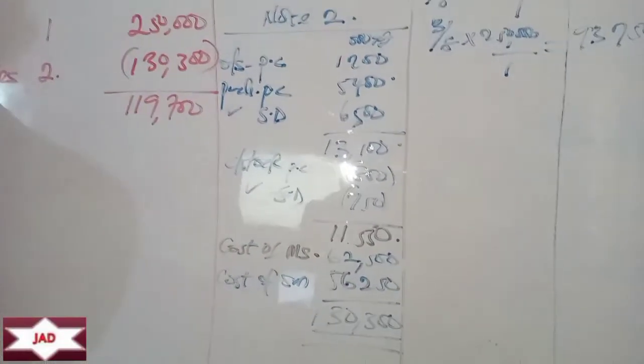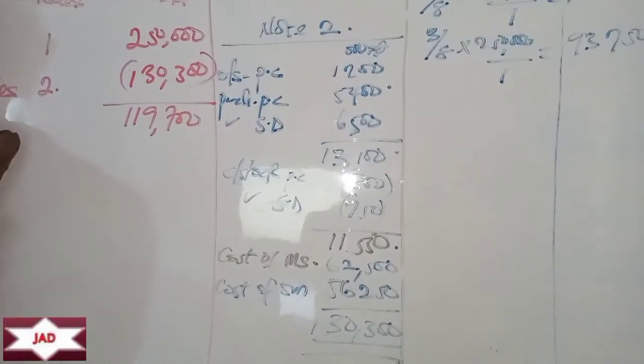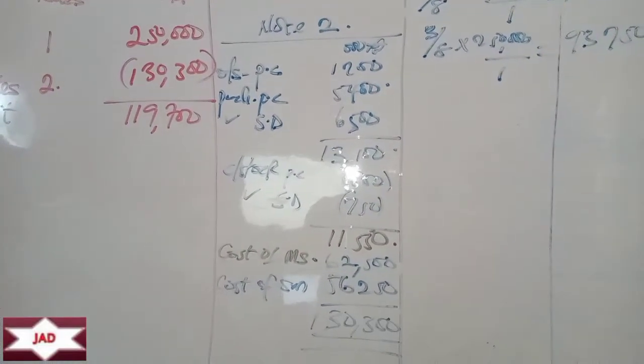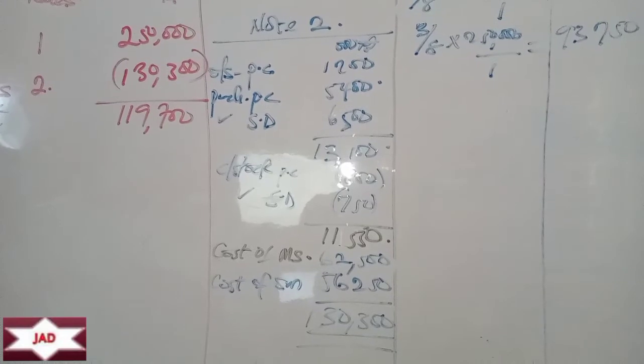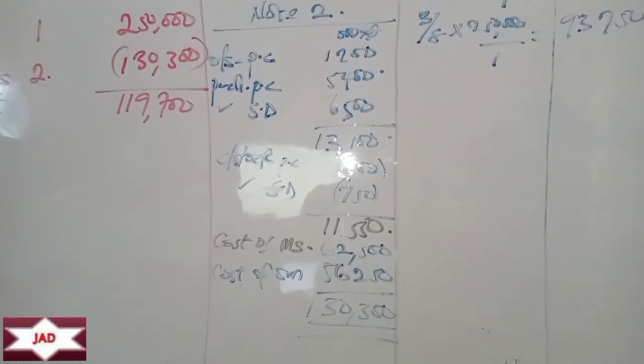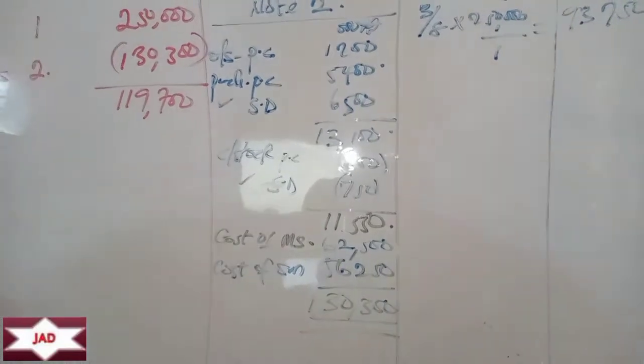$119,700. So this is your what? Gross what? Profit. Okay? These are gross profit. All right? So now, we say what?